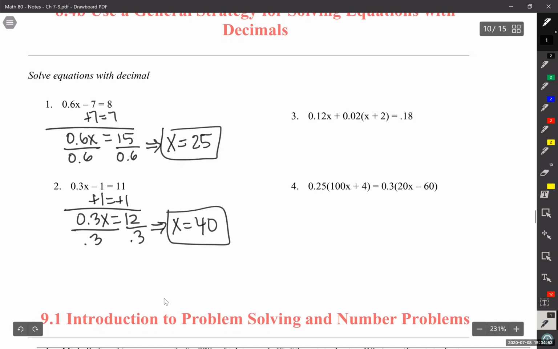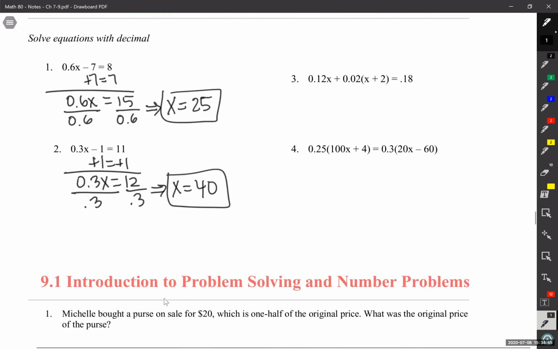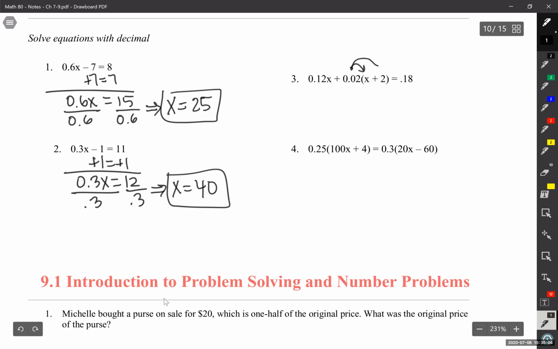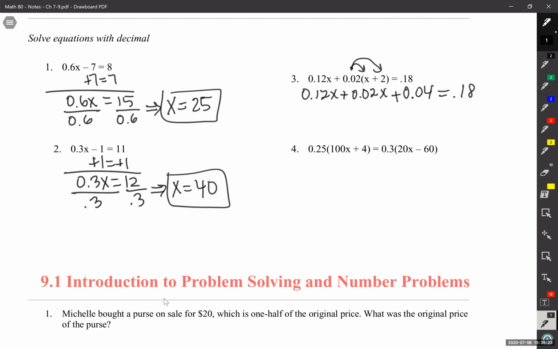Okay, 3. We have some distribution, some simplification first before we solve it. So I am going to have my 12 hundredths x plus 2 hundredths x plus, and then I need to multiply 2 hundredths by 2, so that's 4 hundredths equals 18 hundredths. And actually, that's a lot of hundredths.